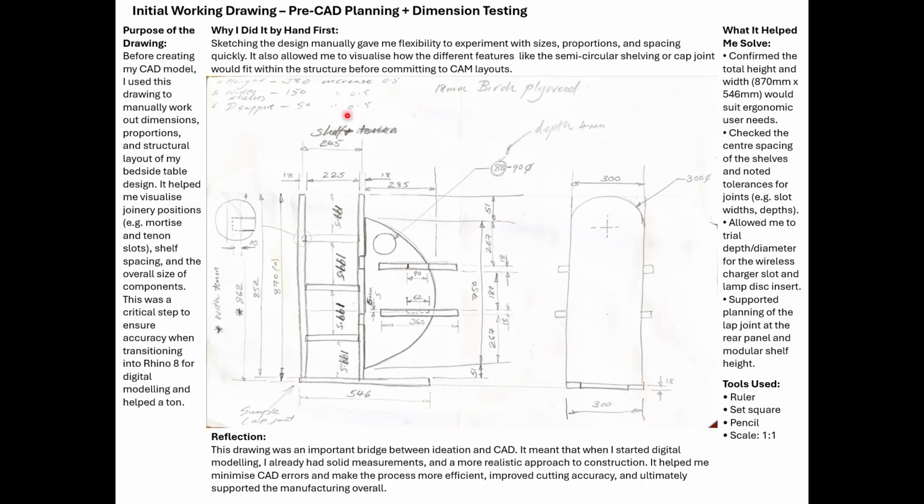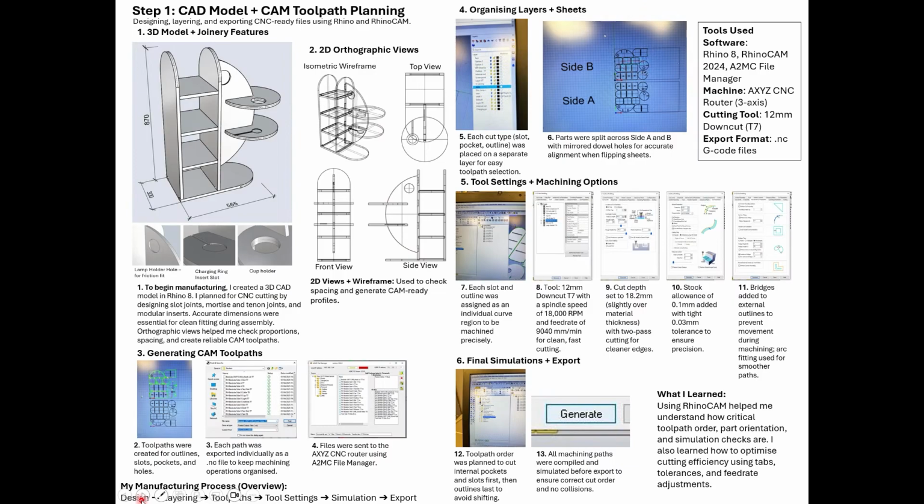This is my initial working drawing. I did this before I started drawing the final thing up in CAD. So it's just way easier. It's just a quick drawing with some measurements. This is my first manufacturing page. This is me beginning to make my final product.